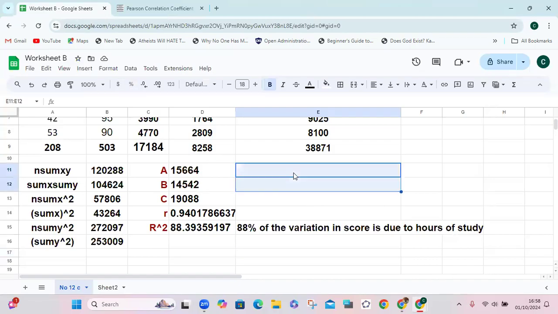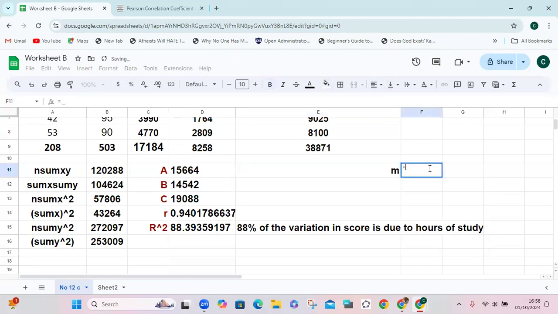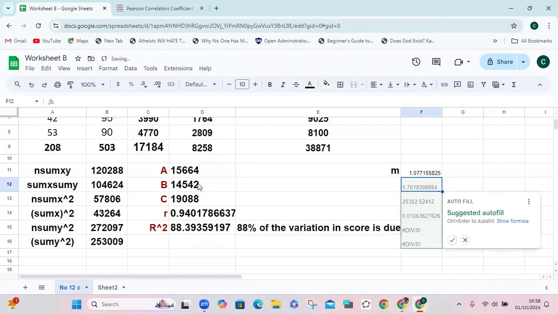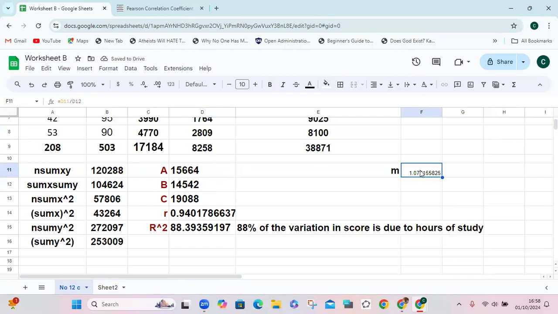So we can do that here. So m now is equal to a over b. Simple as that. So m is 1.077 or 1.08 as the gradient. So we are modeling a linear equation. So we can use that linear equation to do some forecasting.